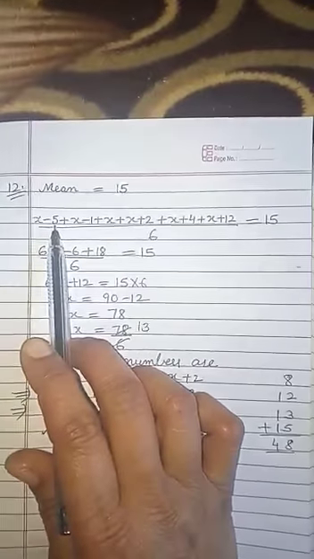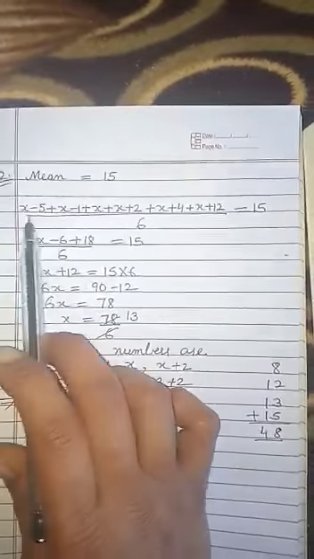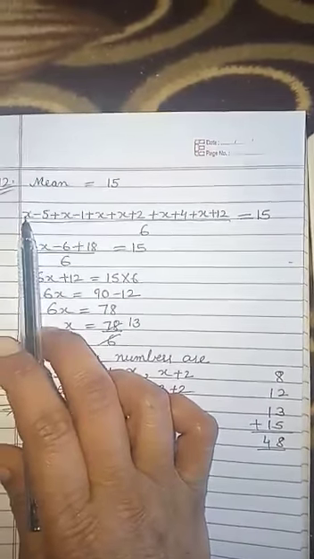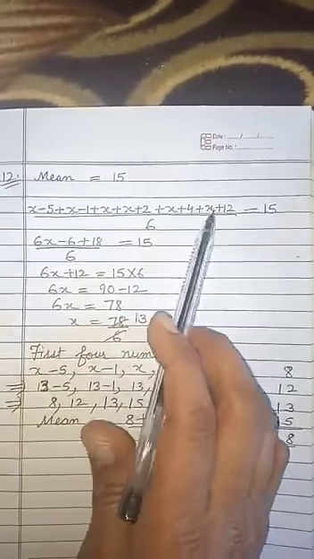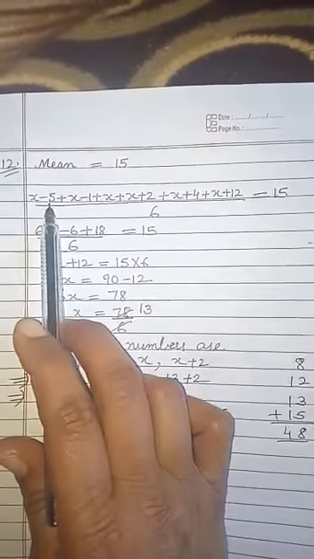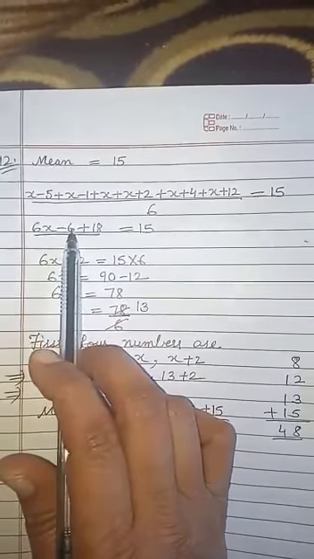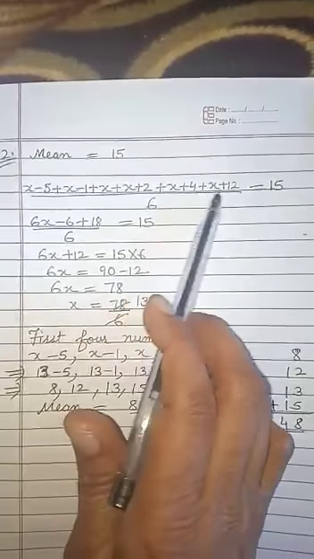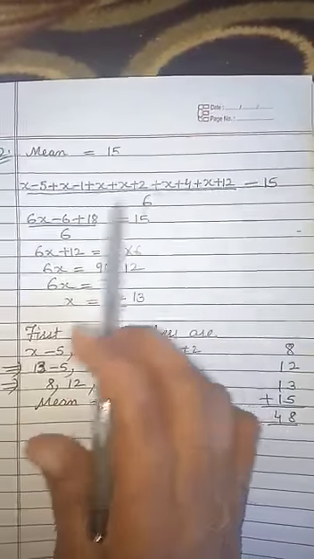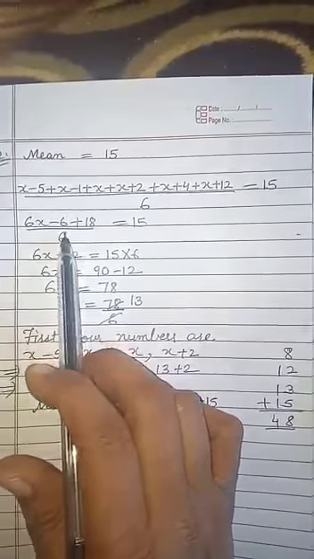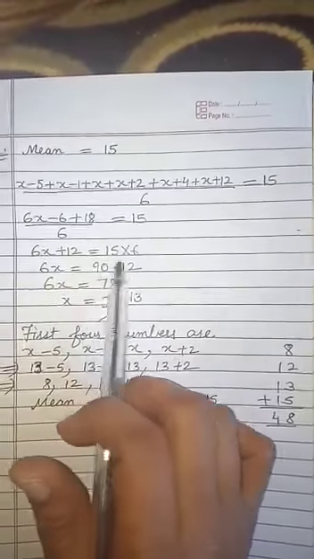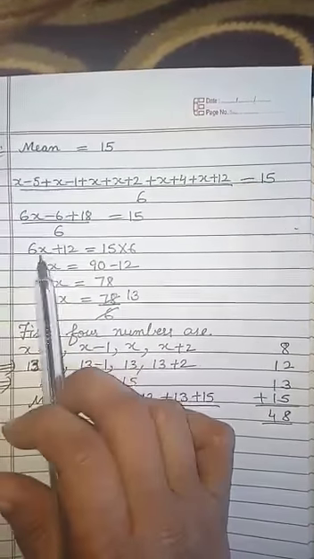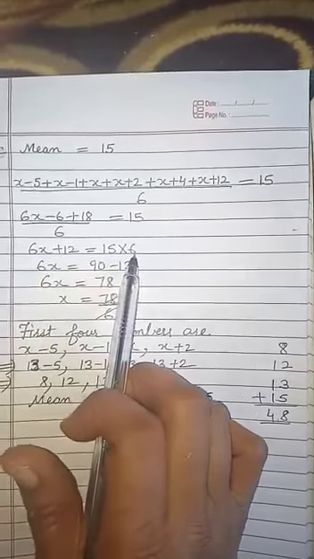So the mean of those 6 numbers is 15. So add those 6 numbers and divide them by 6. When we add them, see 1, 2, 3, 4, 5, 6, 6x. The minus 5 and minus 1 will become minus 6. 2 plus 4, 6. 6 plus 12, 18. So 18 minus 6 is 12, and this 6 is going to the other side. It is going to multiply. 6x is equal to 15 into 6, 90.